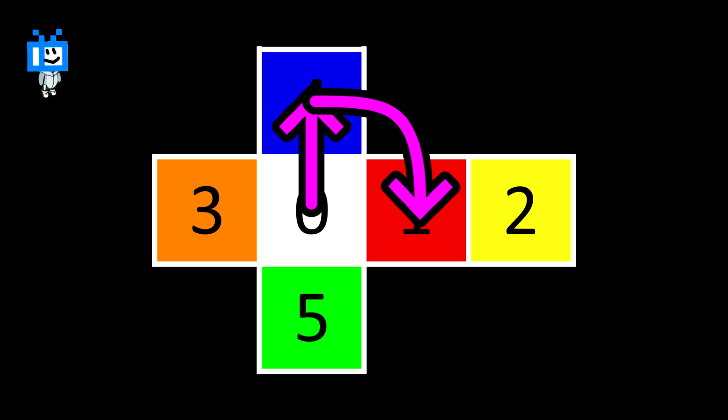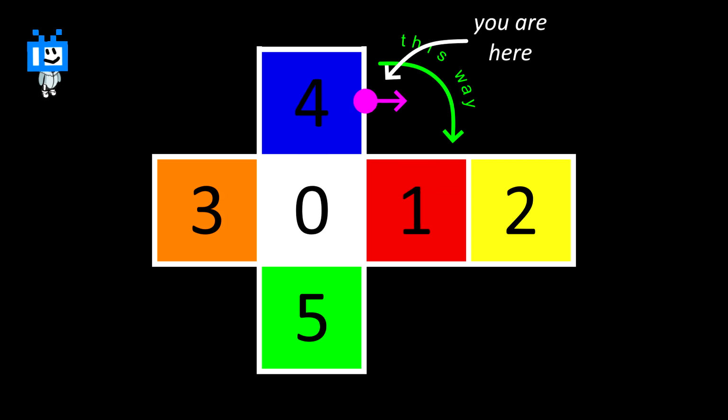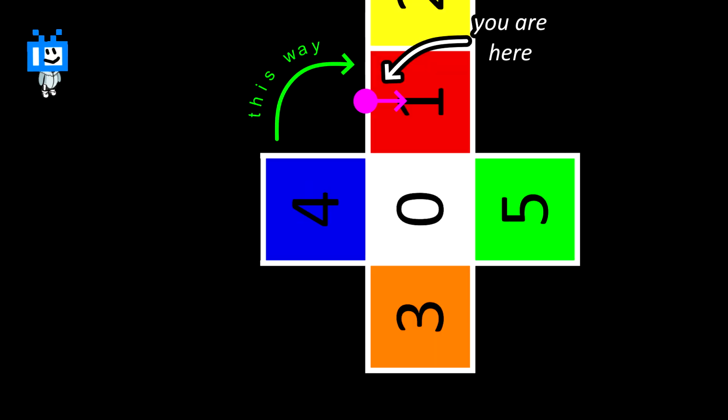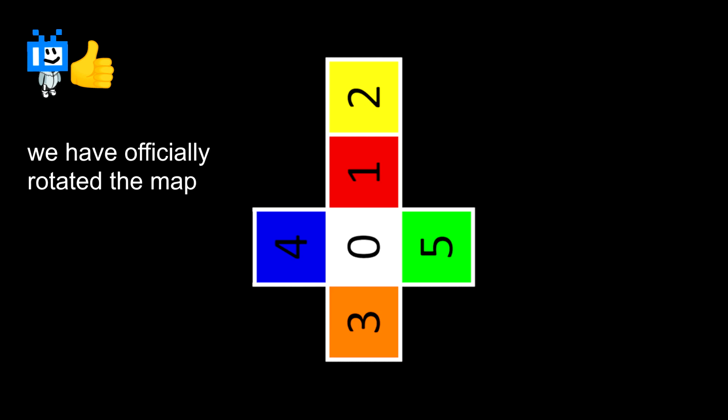It's literally walking from one face to the other. So if you began here and walked this way, you would end up like this. That means we just rotated the map. And that's the whole calculation we really need.